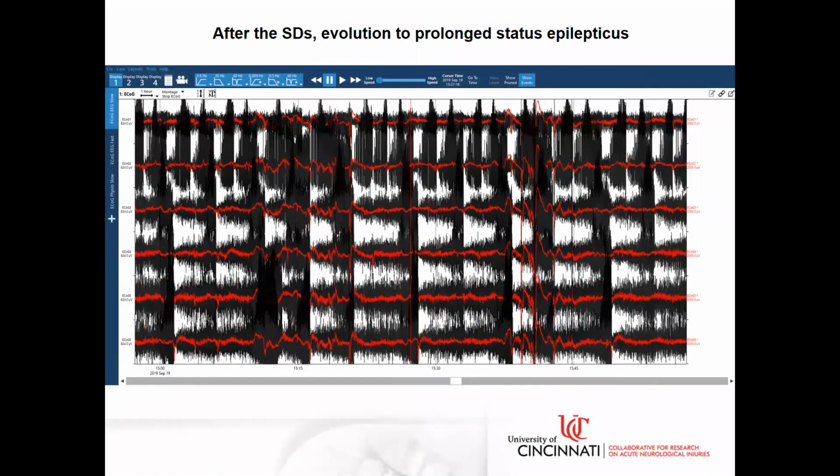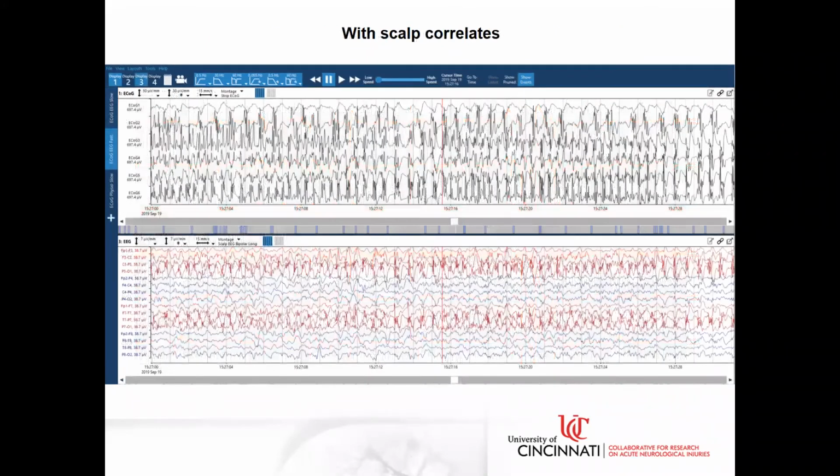So after some period of time, the SDs stopped in this patient, and then the entire electrode strip evolved into this prolonged status epilepticus that continued for hours, as shown here. And at this point, they had, in fact, generalized to being able to be seen from the scalp EEG recordings, as shown here in these red traces from the left hemisphere.